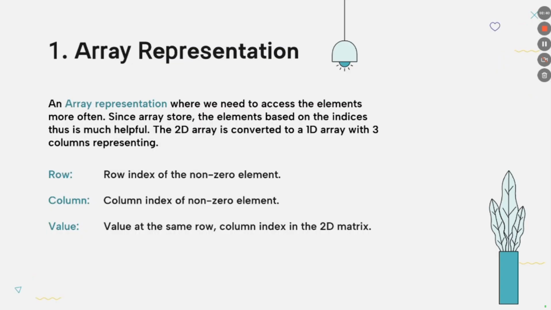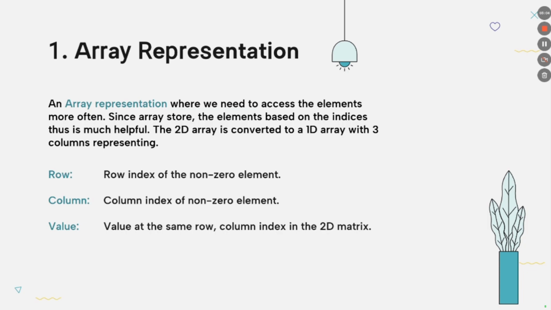Now let's come to the array representation. In this array representation, we access the elements more often, and since the array stores the elements based on the indices, this will be much helpful. And in this array representation, we convert this two-dimensional array into a one-dimensional array by using three columns, and we'll be representing these values in the form of row, column and value.